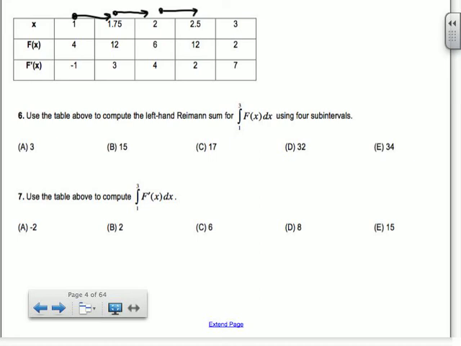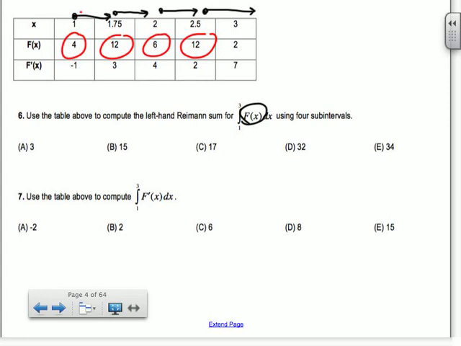So the points that you're going to use are x equals 1, 1.75, 2, and 2.5. You're not going to use 3. You're using the left. Now think about what each of those rectangles would look like. So the height of each one uses f of x. Okay, so your different heights are going to be 4, 12, 6, and 12. But are the widths all the same? No, the width for the first one is 0.75.